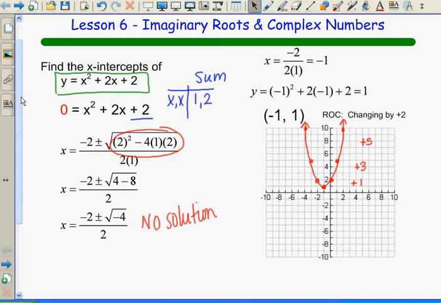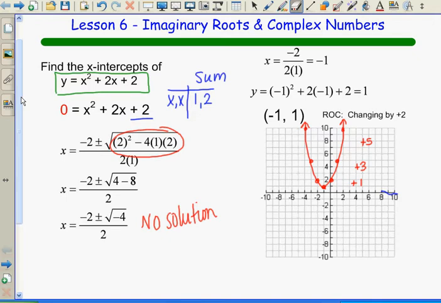But remember I had asked originally to find the x-intercepts of this quadratic. Well, check out the x-axis. Are we ever going to be crossing the x-axis? And that answer is no, because we're above the x-axis. That's why we're getting no solution. That's why we're getting a negative. It tells us that we're not crossing the x-axis.